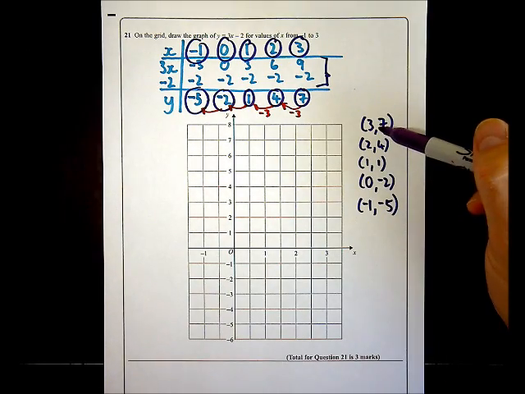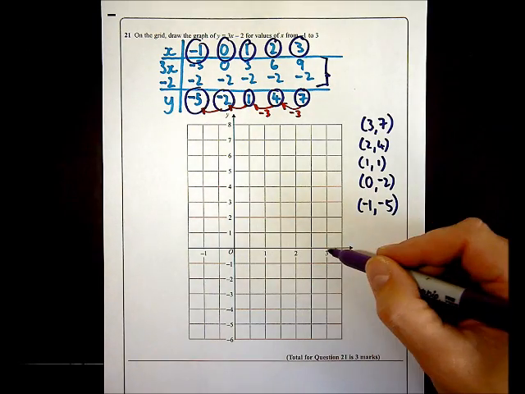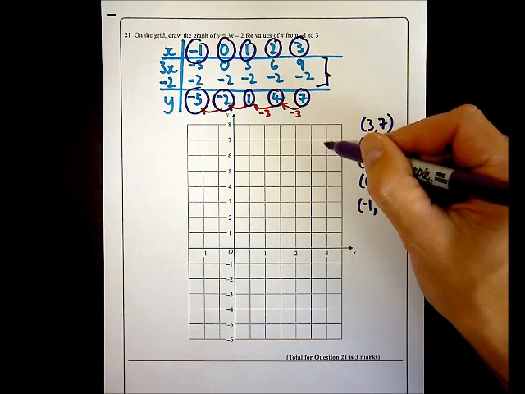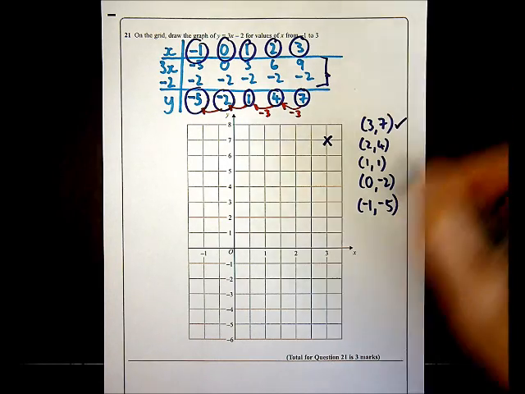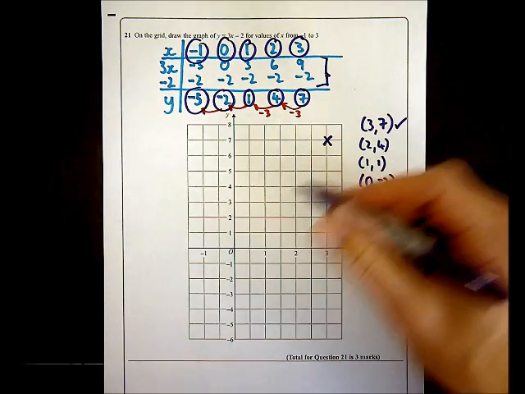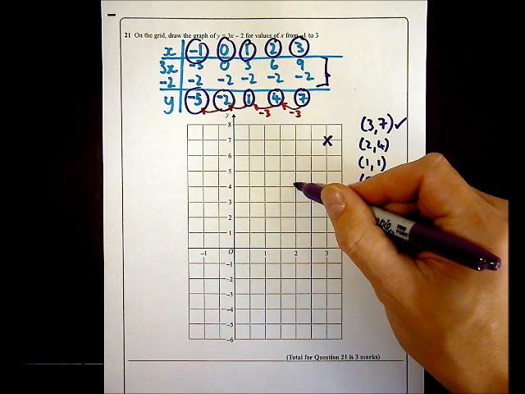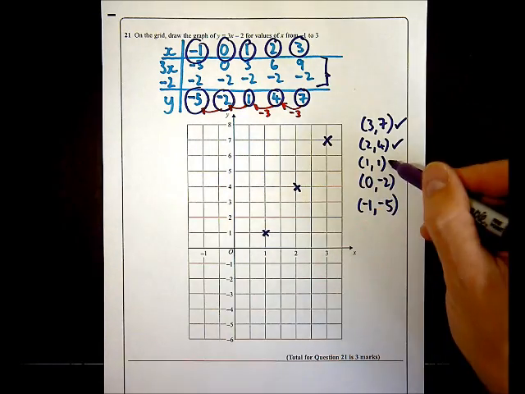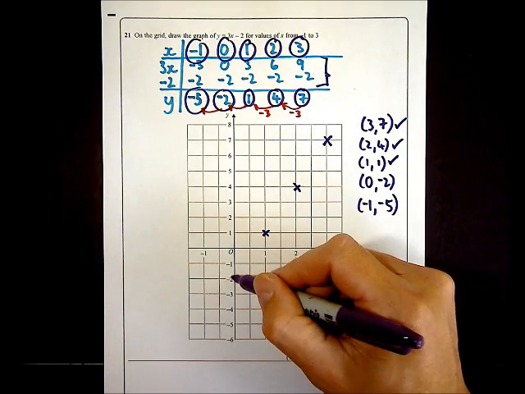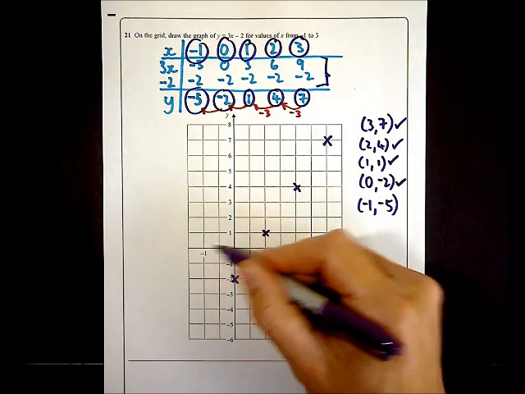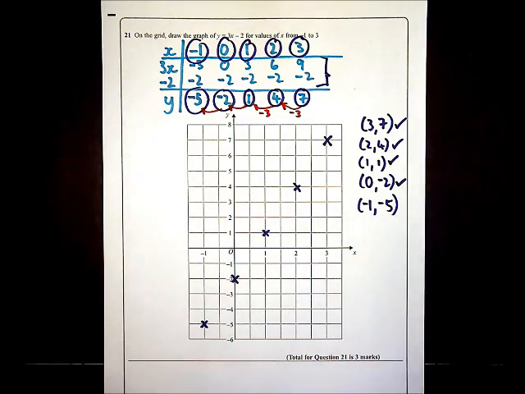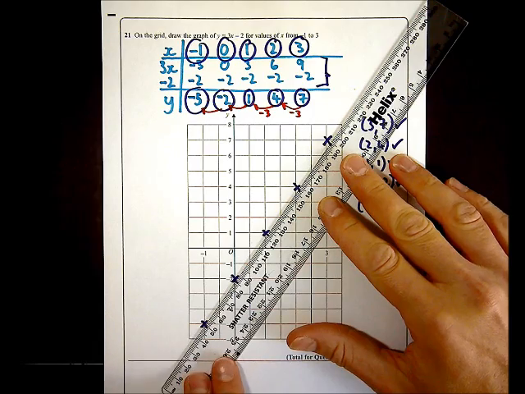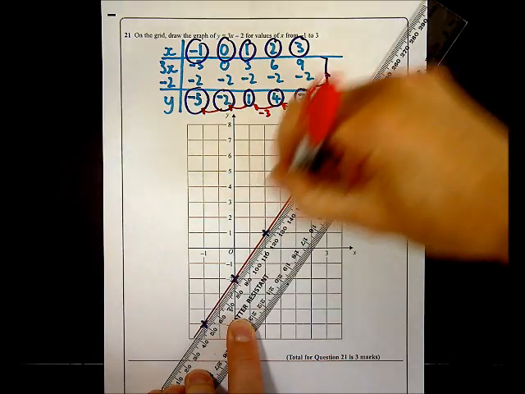So 3, 7, I'm going to go to my graph and go across to 3 here, not 3 squares here, across to 3, and then up to 7, using the scale, not the squares. And that's that point plotted. And then I'm going to go through the rest of the points. So across to 2 and up to 4, making sure I'm not using the squares, I'm using the scale. 1, 1, 0, -2, and -1, -5. And I've got all of my points there, and all I've got to do now is join a line going through all of them.